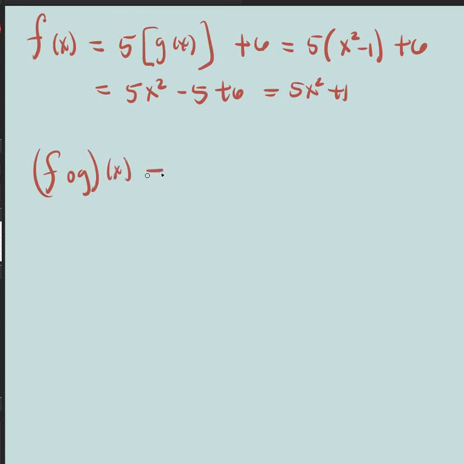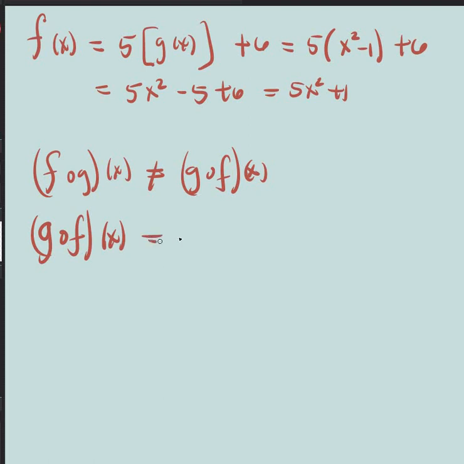But this one is not the same as g composed with f of x. In composition of functions, the commutative property does not work. So let's verify this is true. Let's do g composed with f of x and see what we're going to get. Well, remember, this is going to be g of f of x, right? And g, we know g is what?